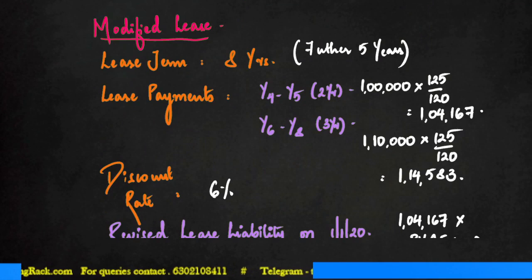Now comes the modification concept. The modification is for 8 years because 3 extra years have been included as the renewal option. 3 years is already completed, so further years is 5 years. Lease payment should be increased by consumer price index. The CPI on the date of commencement is 120. The date of modification is 125. Therefore, the consumer price index modification will increase the lease rentals over the original lease term, that is for year 4 and year 5, to 1,04,167.